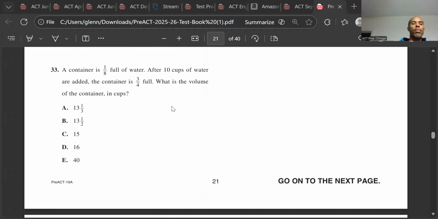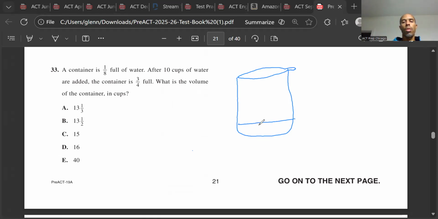All right, 33. A container is 1/8 full of water. After 10 cups of water are added, the container is 3/4 full. What is the volume of the container in cups? So if we have a cup, and we say the cup is 1/8 full of water, and then after 10 cups of water are added, now it's 3/4.